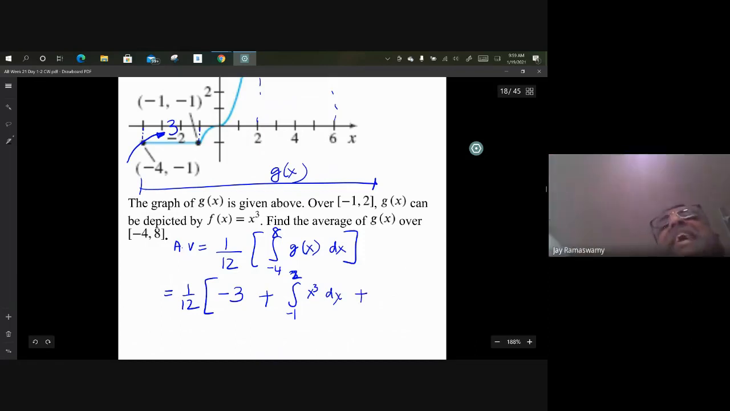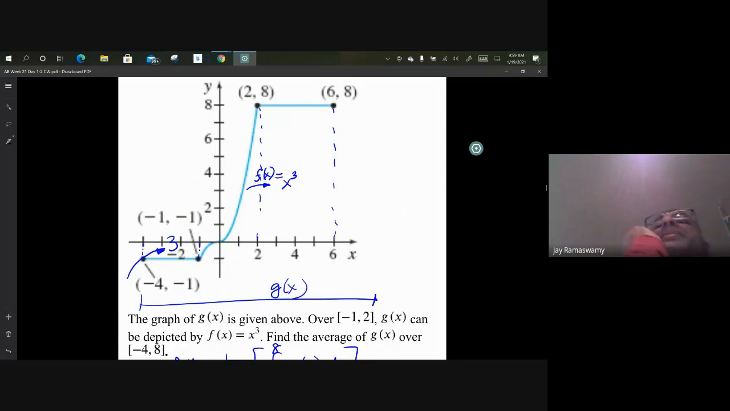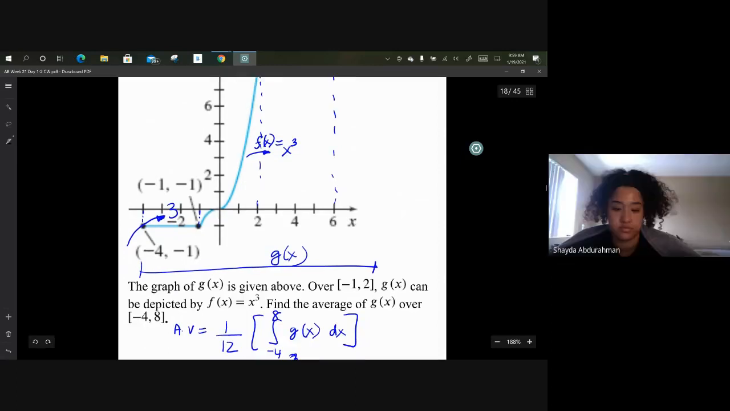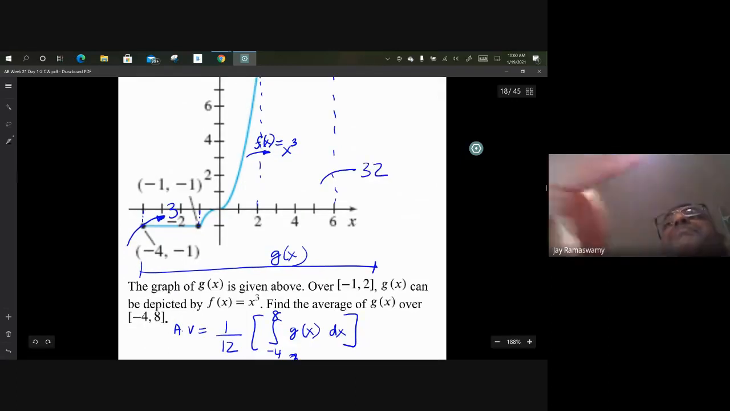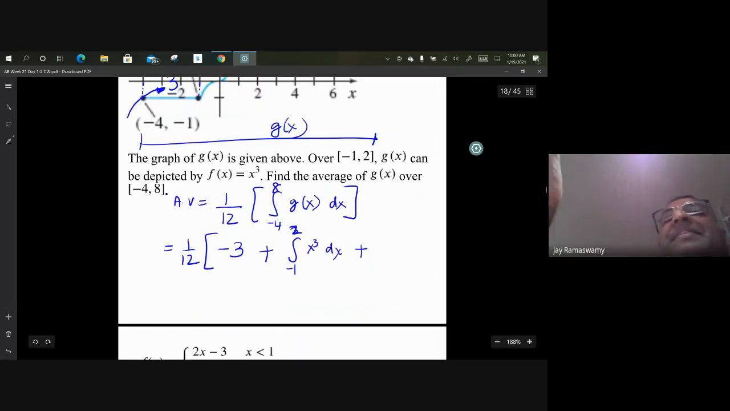Plus, and what's the area of the right wing? Do that yourself. Just look at it. What's the area of the right wing? What's your base? What's your height? How much? 32. Is that 32? And positive, correct? We're going left to right.